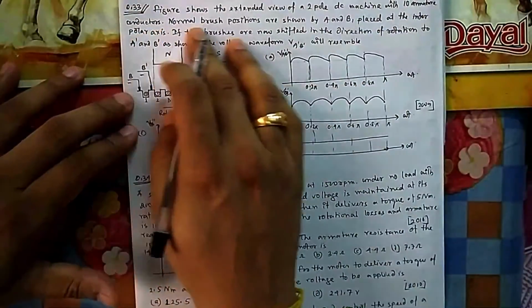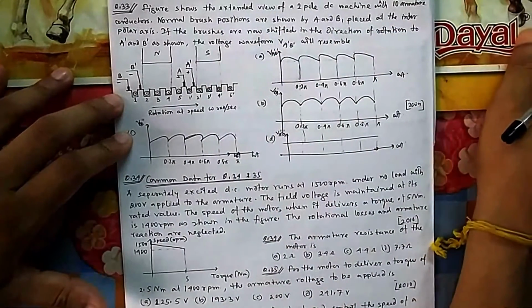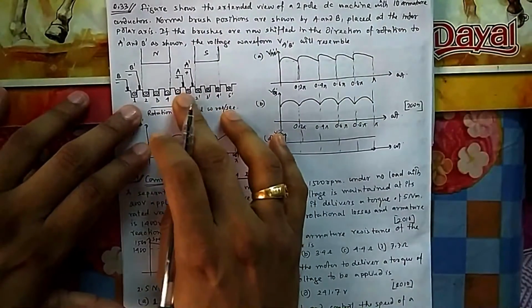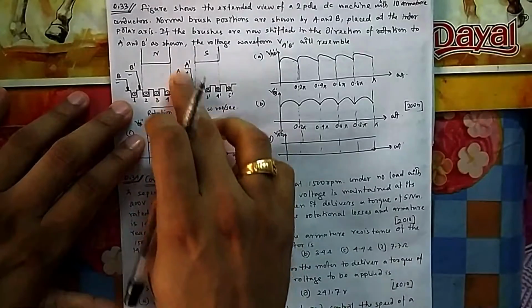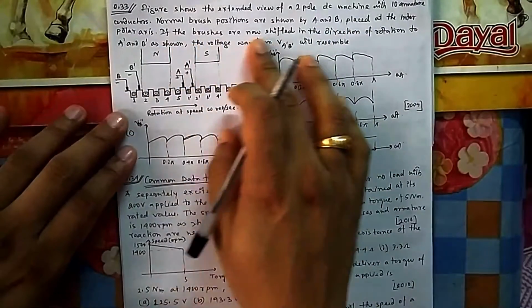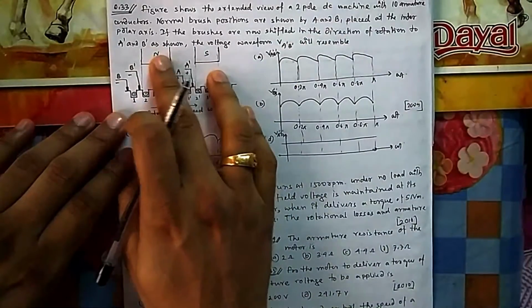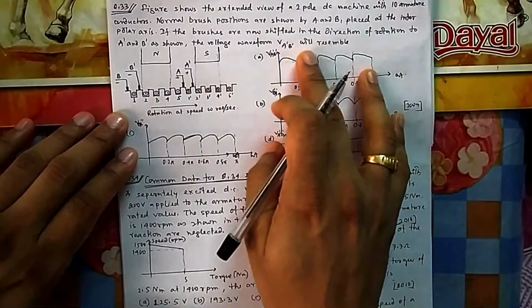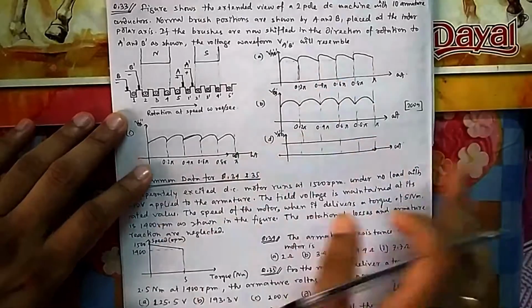machine with 10 armature conductors. Normal brush positions are shown in the figure as A, B. These are at the magnetic neutral axis, in between a north and south pole. In the interpolar axis, the brushes are now shifted in the direction of rotation to A dash and B dash as shown. The voltage waveform V A dash B dash will resemble which one of these?